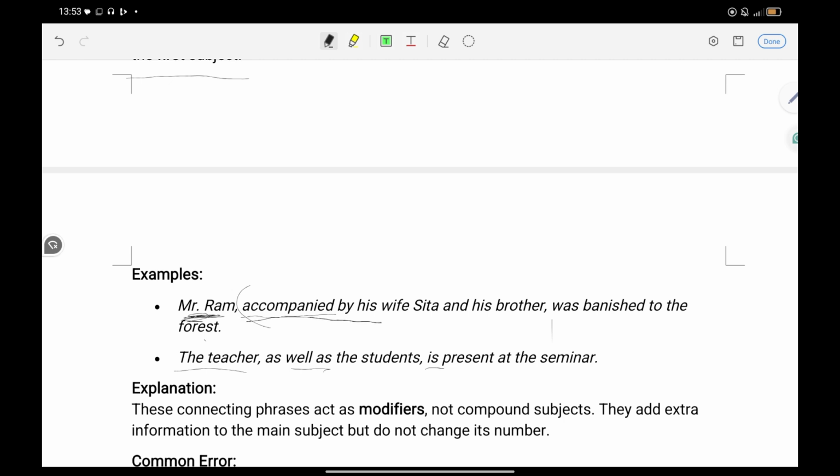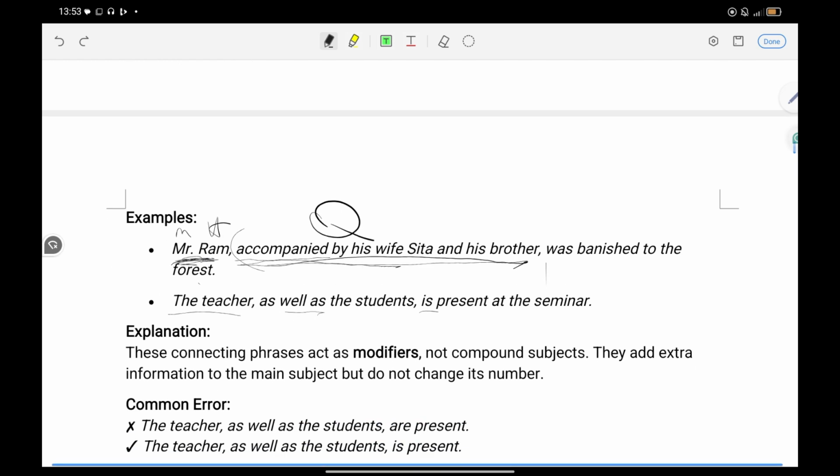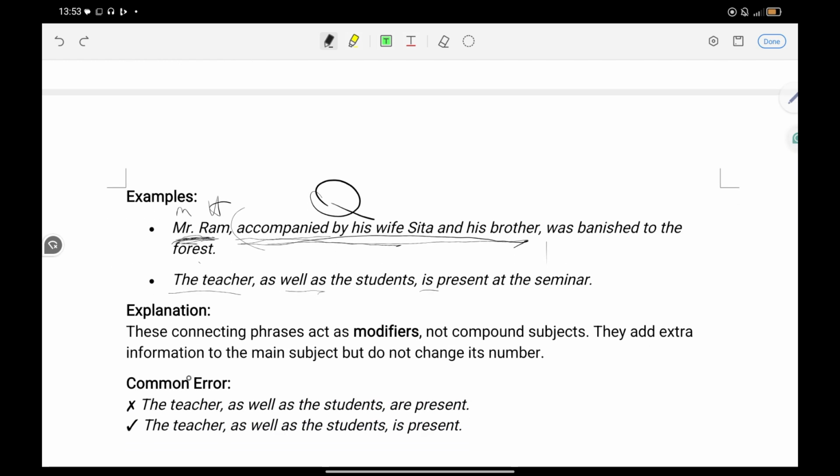From "accompanied" to "his brother" is considered a modifier. So this is MHQ: Mr. being the modifier, Ram being the head word, and "accompanied by his wife and his brother" being the qualifier. So all they do is add extra information to the main subject, but do not change its number. Look at this: the teacher as well as the students are present. This is wrong because the verb has to agree with the first subject, the teacher. Okay?